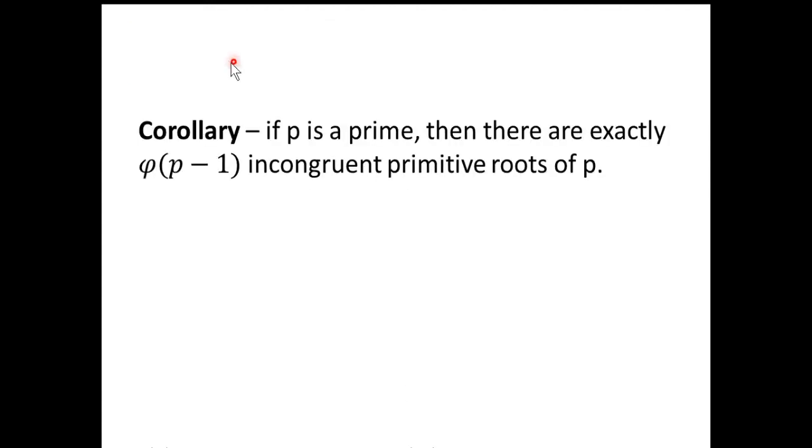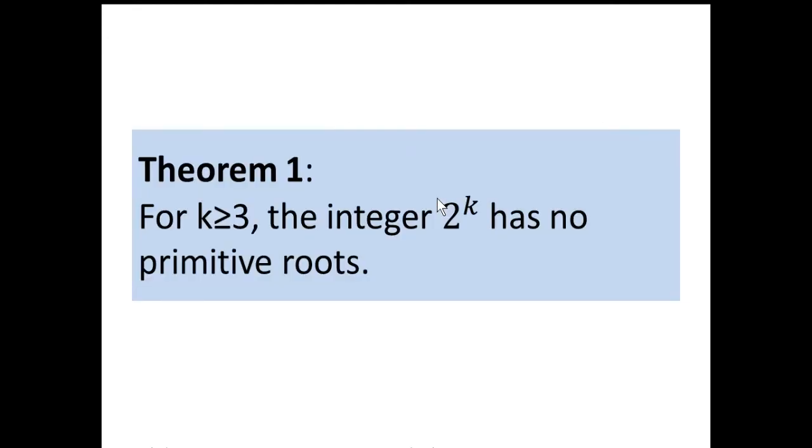This corollary says that if p is a prime, then there are exactly phi of p minus 1 incongruent primitive roots of p. And this result says that for k greater than or equal to 3, the integer 2 to the power k has no primitive root. So if you have an integer of this form, then you can straightforwardly say that it has no primitive root where k has value greater than or equal to 3.